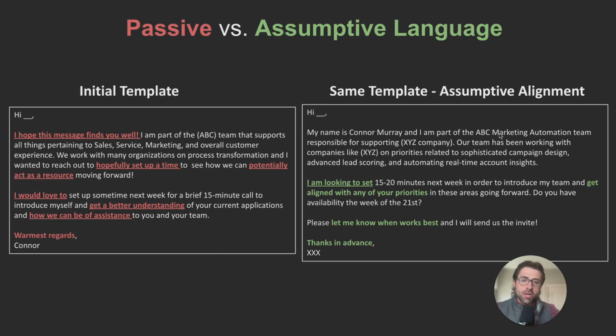But my name's Connor Murray, and I'm part of the ABC marketing automation team responsible for supporting XYZ company. Our team has been working with companies like XYZ on priorities related to sophisticated campaign design, advanced lead scoring, and automating real-time account insights.